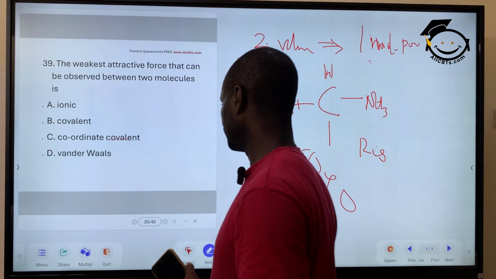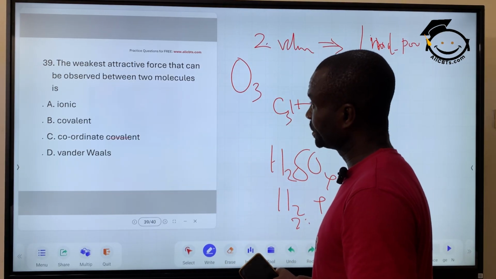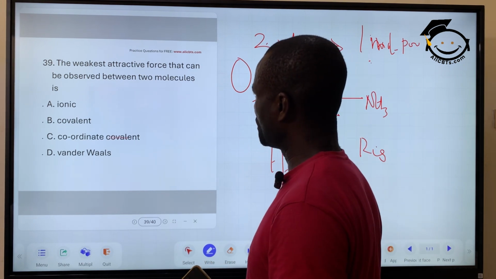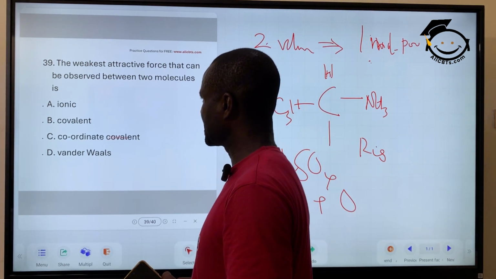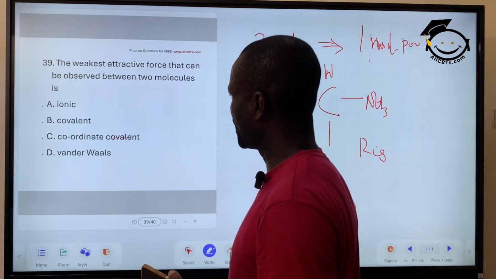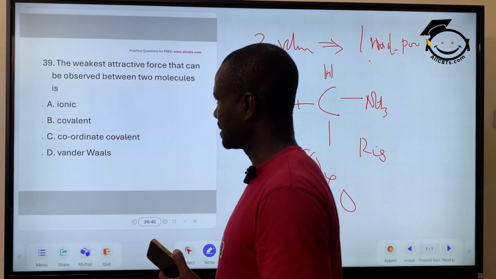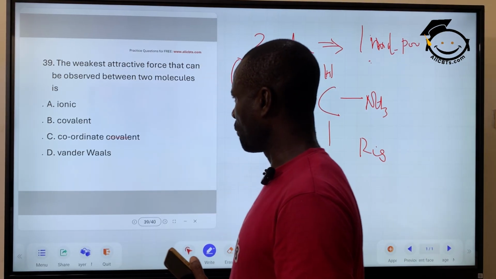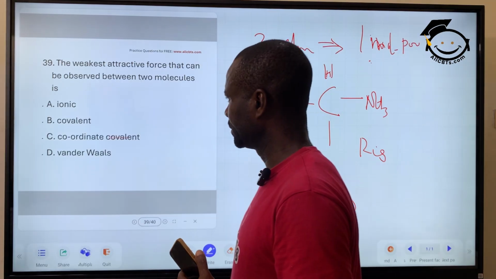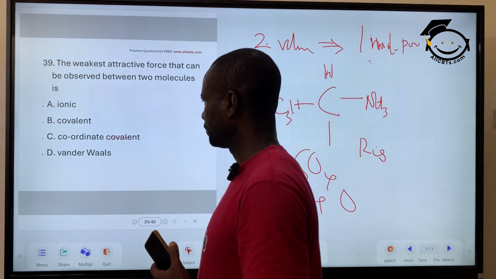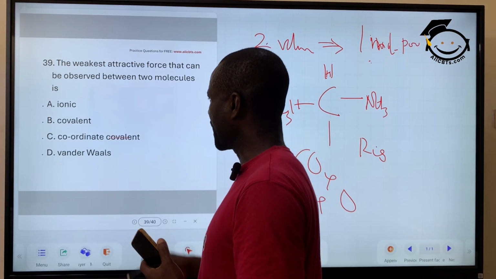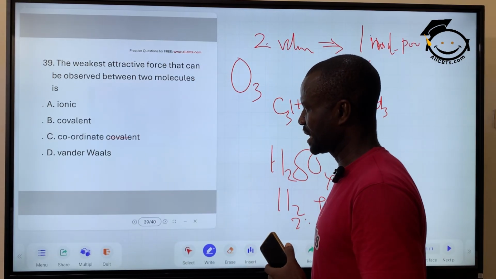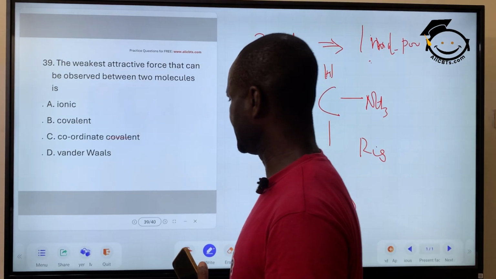Next, 39. The weakest attractive force that can be observed between two molecules is A, ionic bond. Ionic bond is a strong attractive force, but we're looking at the weakest. Covalent bond is another strong bond. Then coordinate covalent bond. Then van der Waals force. The weakest of all the forces is called van der Waals forces. Correct answer is D.